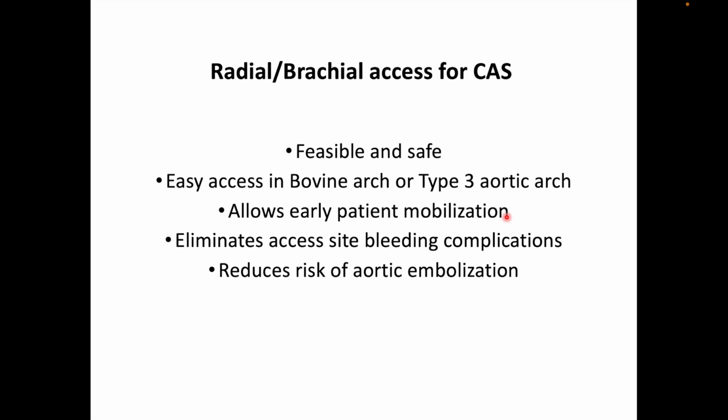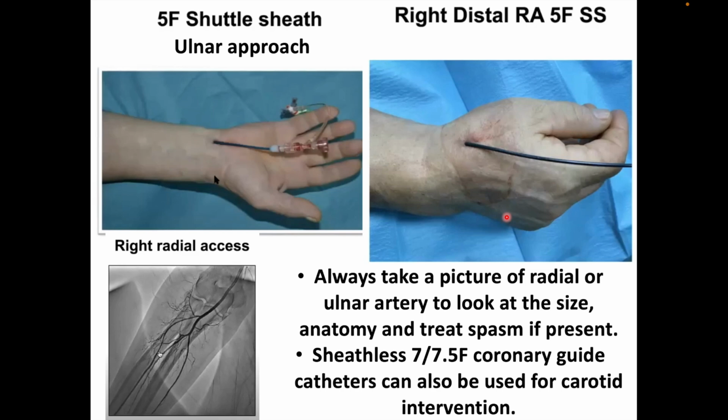So radial and brachial access are also being used for carotid artery stenting. They're feasible and safe. It's an easy access in bovine arch or type 3 aortic arch, allows early patient mobilization, eliminates access site bleeding complications, and reduces the risk of aortic embolization. Now this is a picture just to show you a 5 French shuttle sheath from the ulnar approach, right distal access, radial access, again 5 French shuttle sheath.